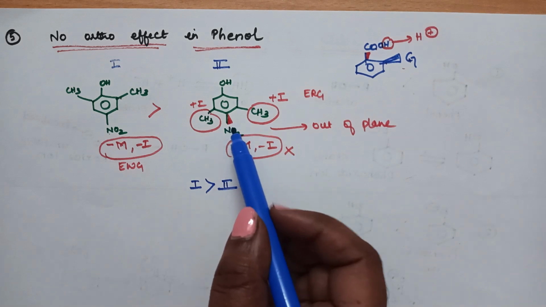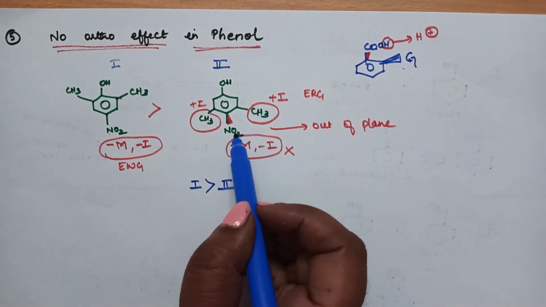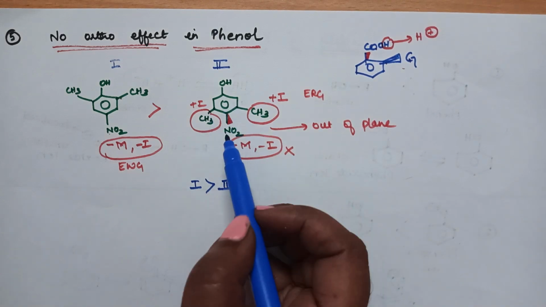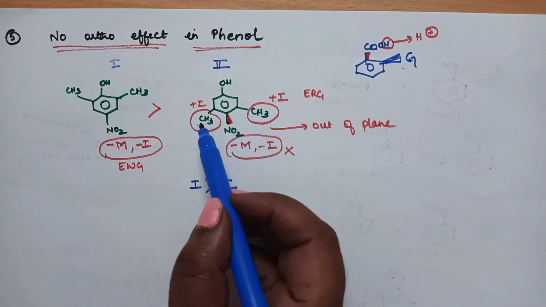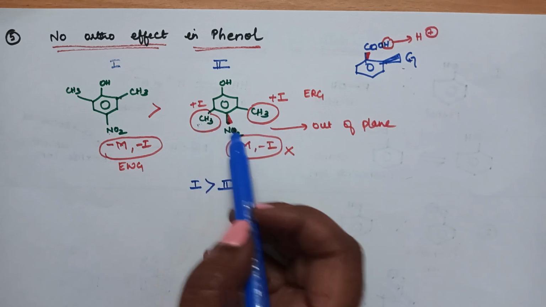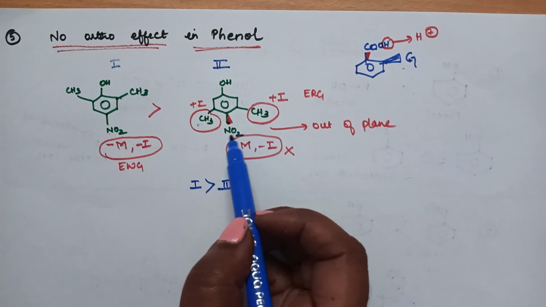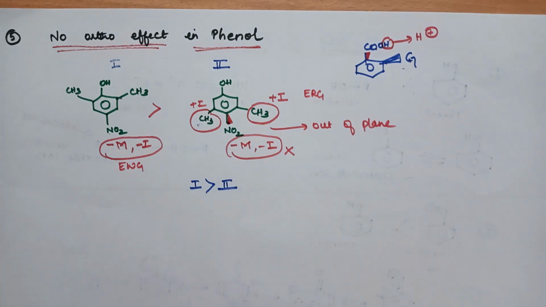So here what happens is the effect of NO2 is not felt because it goes out of plane, because two methyl groups, which are bulky groups, are present adjacent to the nitro group, which makes the nitro group go out of plane. So this is the reason.